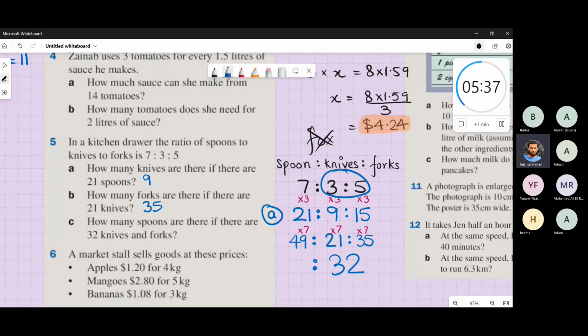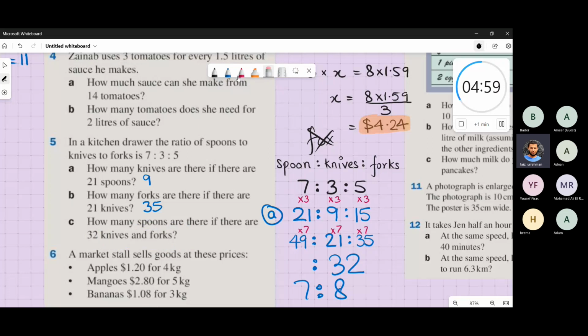So 7, 3, 5 will become what? 7 and 8. Now, what just happened? These 3 ratios got converted to 2 ratios. How many spoons are there if there are collectively 32 knives and forks together? They did not tell us this time how many knives and how many forks particularly. They are just telling the total quantity this time.